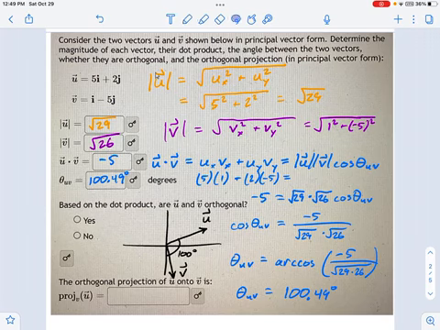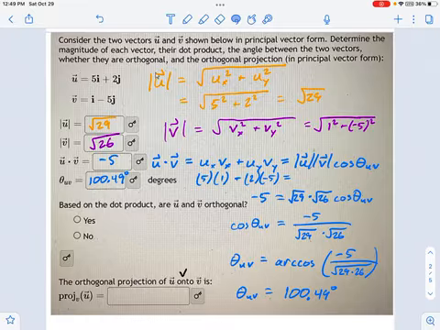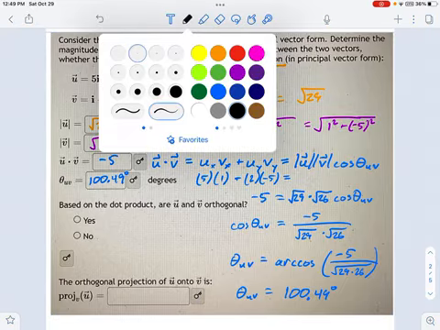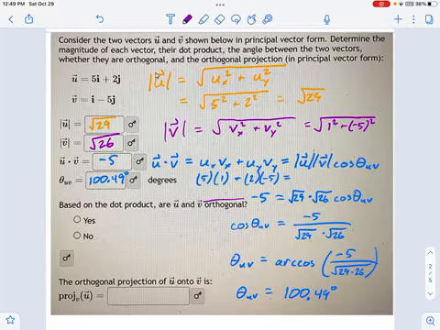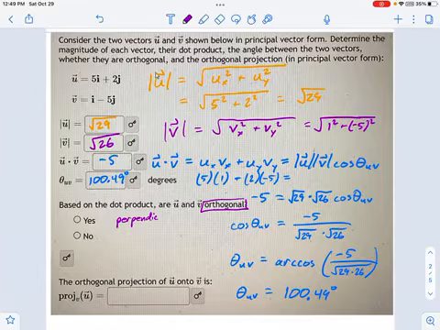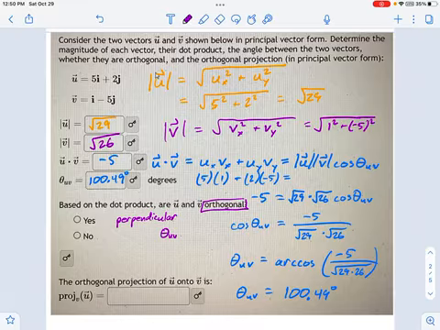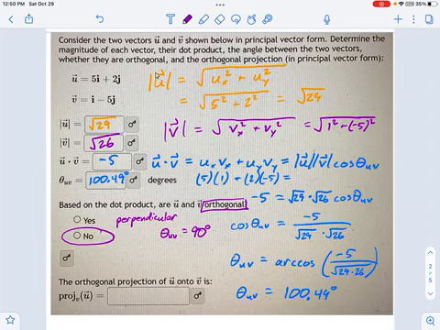Now, since we've figured out what the angle is between these vectors, our next question is, are they orthogonal? I want to focus on that word. That is a pretty important word. And the further you get into vectors, the more important it gets. What orthogonal means is perpendicular. Are these two vectors perpendicular? To be perpendicular, the angle between them would have to be equal to 90 degrees. That's the definition of a right angle. And it clearly is not. It's 100 degrees. So this is a big old no, not orthogonal.